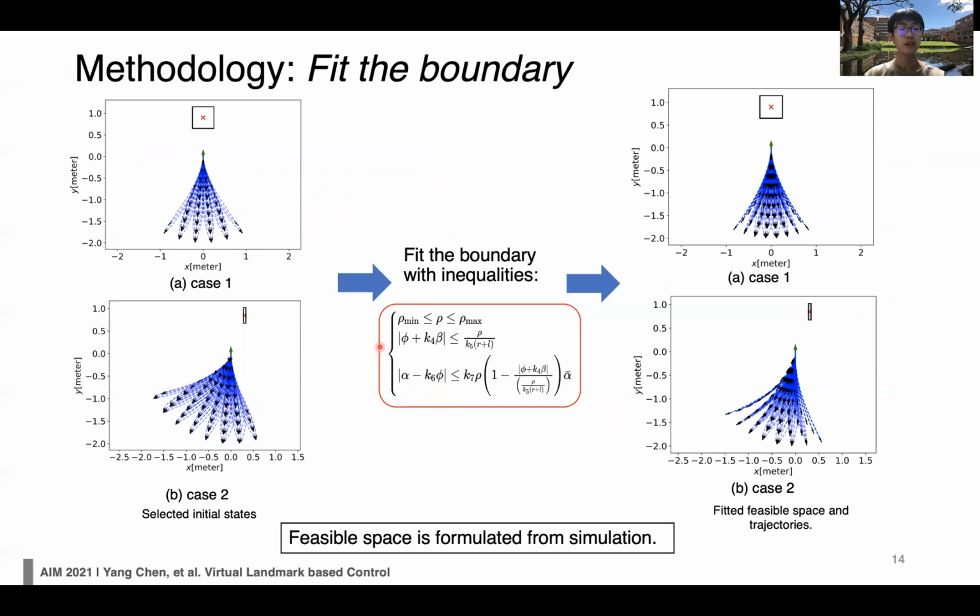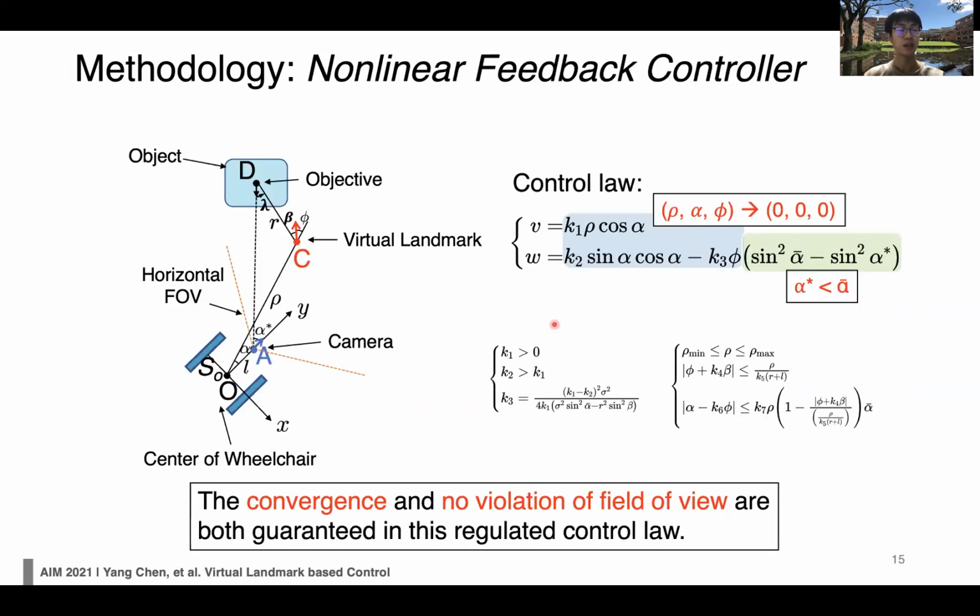To make our solution more general, we try to fit the boundary of the selected initial states by inequalities, as shown in the middle. To verify this fitted boundary, we selected some sampled initial states inside this space. And we redid the simulation and found that the trajectories from those sampled initial states could also converge to the virtual landmark. So finally, we can see the convergence and no violation of field of view are both guaranteed in this regulated control law.